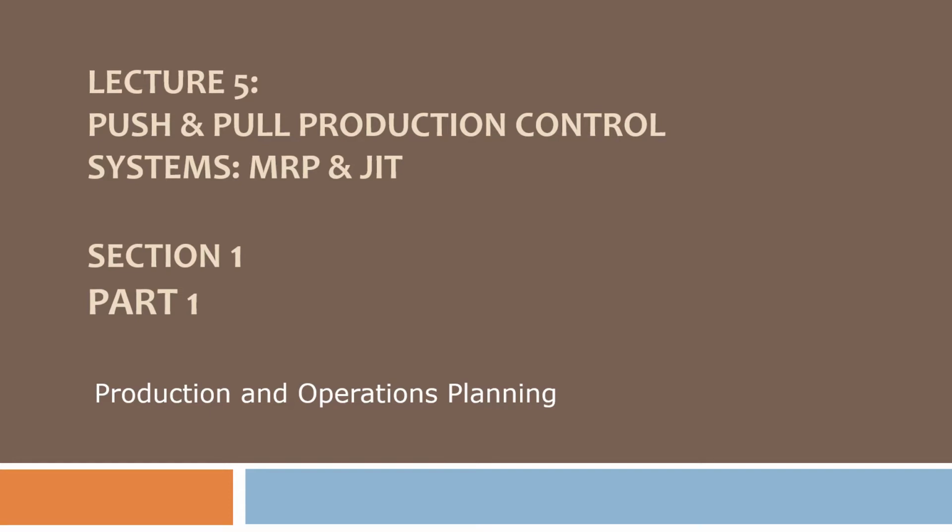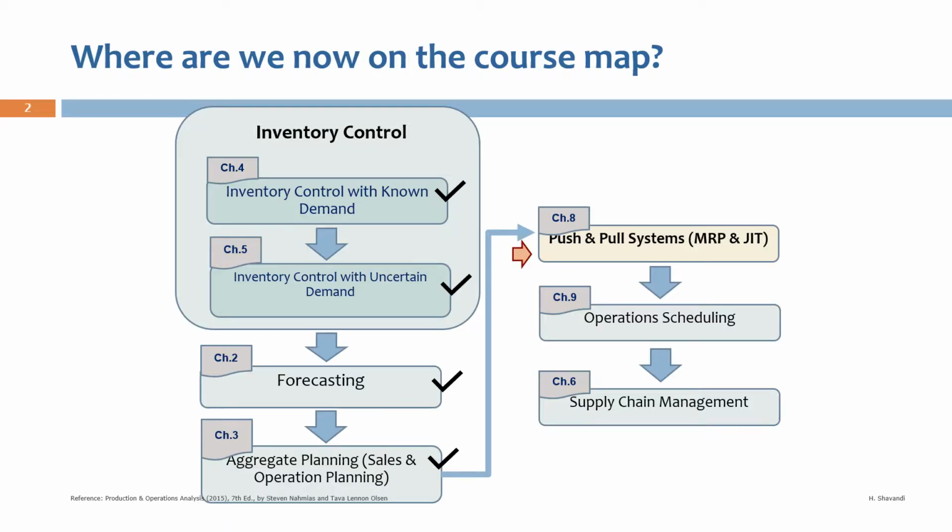part 1. So on the course map, we are in chapter 8, push and pull systems, MRP and just in time. And in the introduction part in this chapter, you'll see why this chapter is located here. I mean, right after chapter 3, aggregate planning, and also before chapter 9, which is operations scheduling.